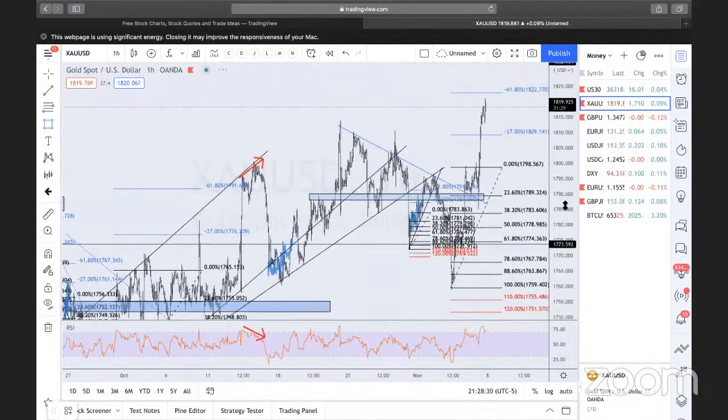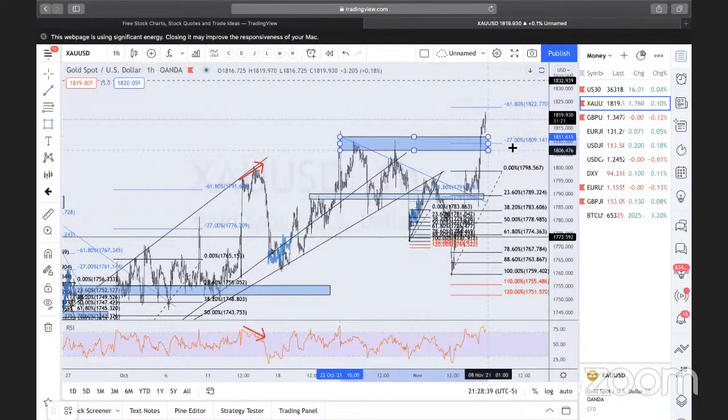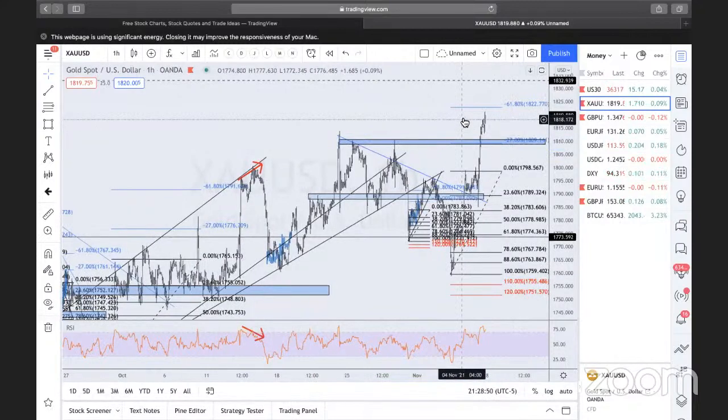It already ended super impulsive. The only thing, watch this weekly. Everything is near these weekly levels. But I definitely would say this is going to fall. All right, I'll put that there. So once it breaks out of that channel, look for it to drop down to this little zone right here.